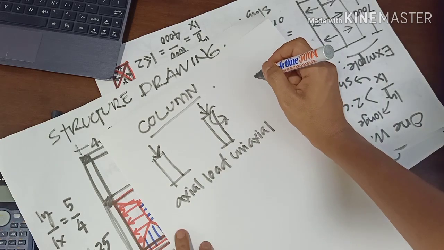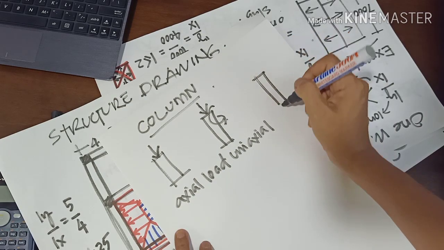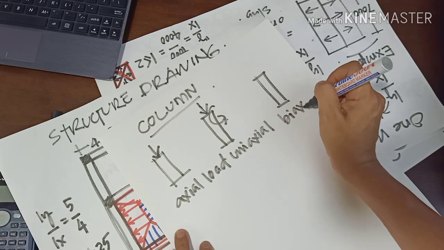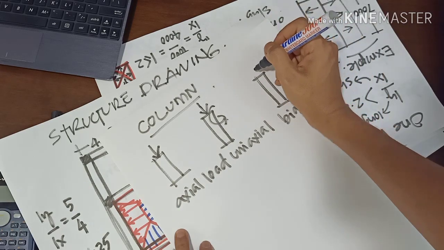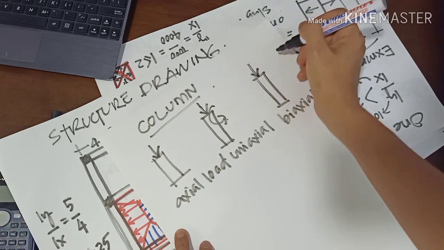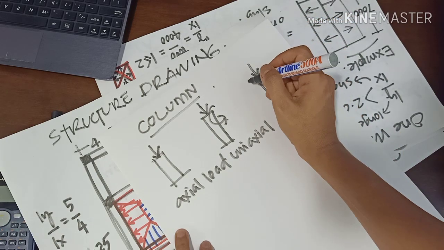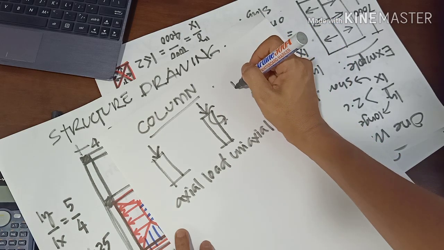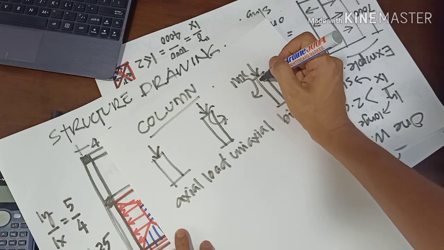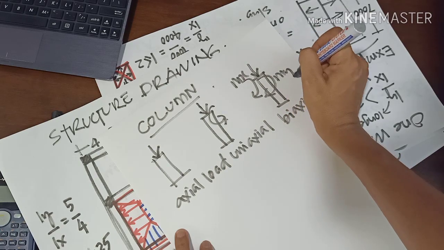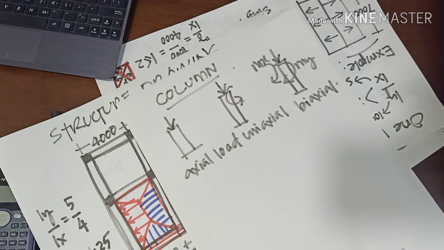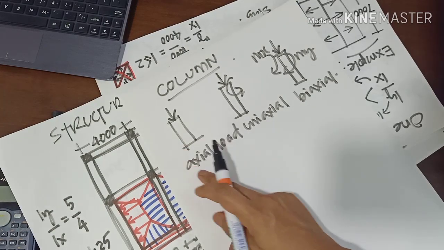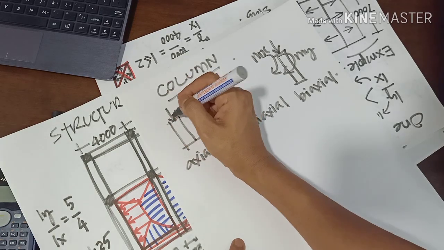Okay, you may also have a column that is called biaxial. The biaxial column has an axial load with moments in both directions. You might have Mx and you may also have My. But for ECS 444 we are only focusing on the column with an axial load only.